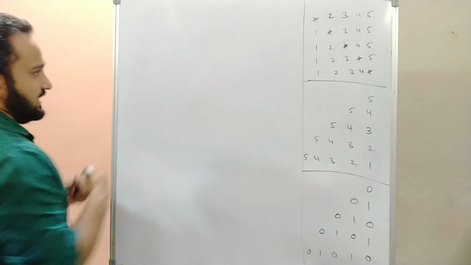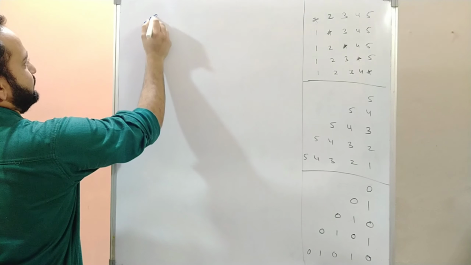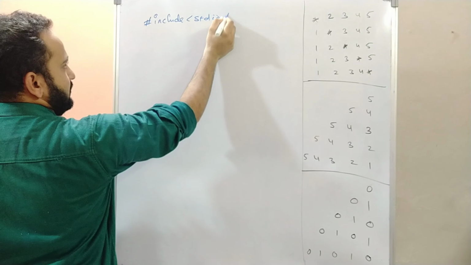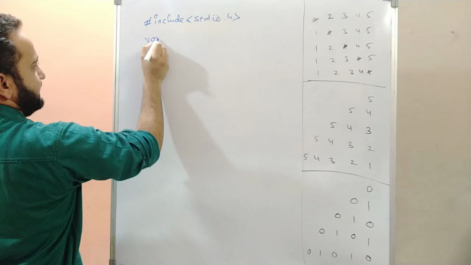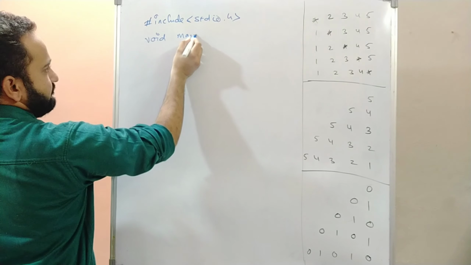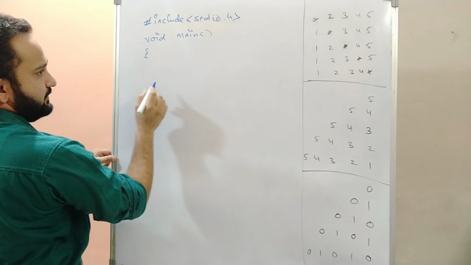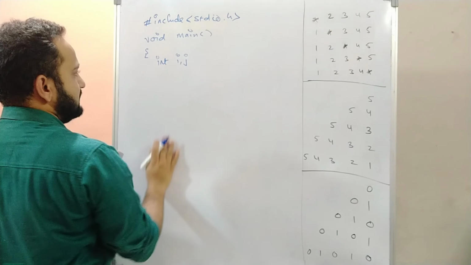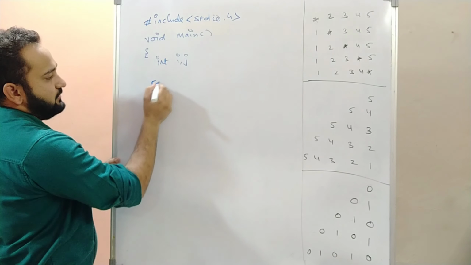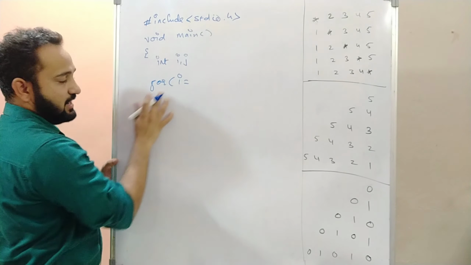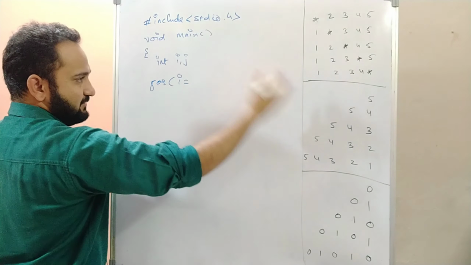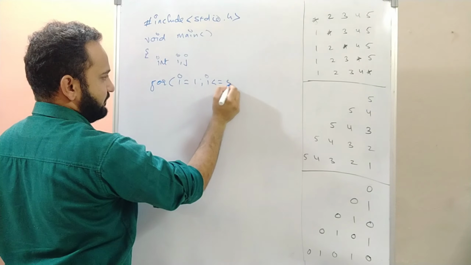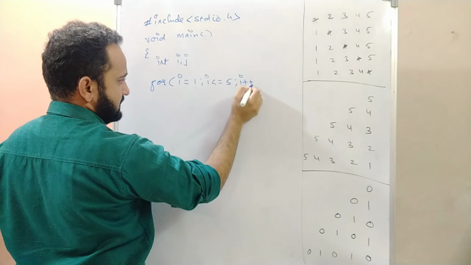So let's write the program for it first. Hash include stdio.h, void main, bracket open. We have to go with int I and j variables. Then we'll write for I equals 1. My outer for loop handles what? The number of rows. So how many rows are there? 5 in this case. So I equals 1, I is less than or equal to 5, and I plus plus.